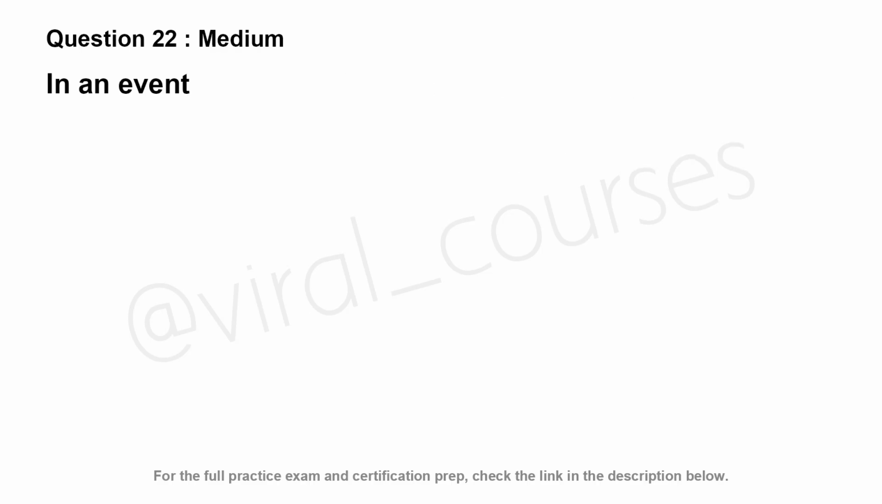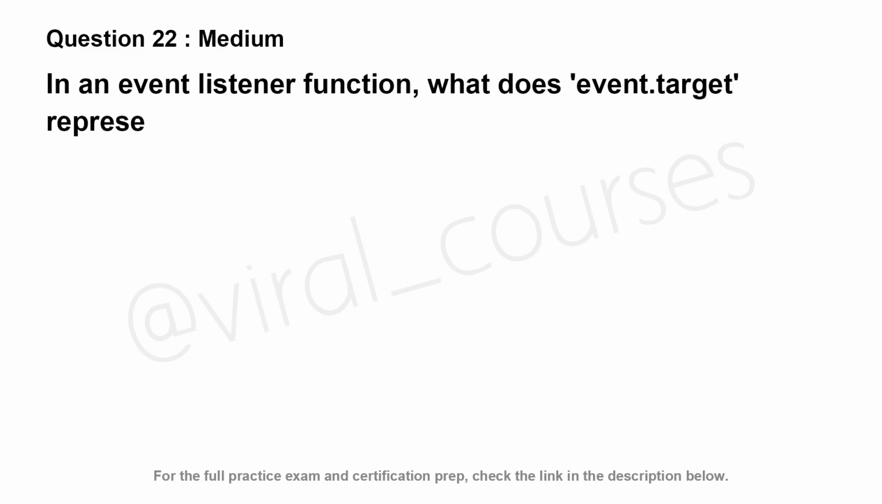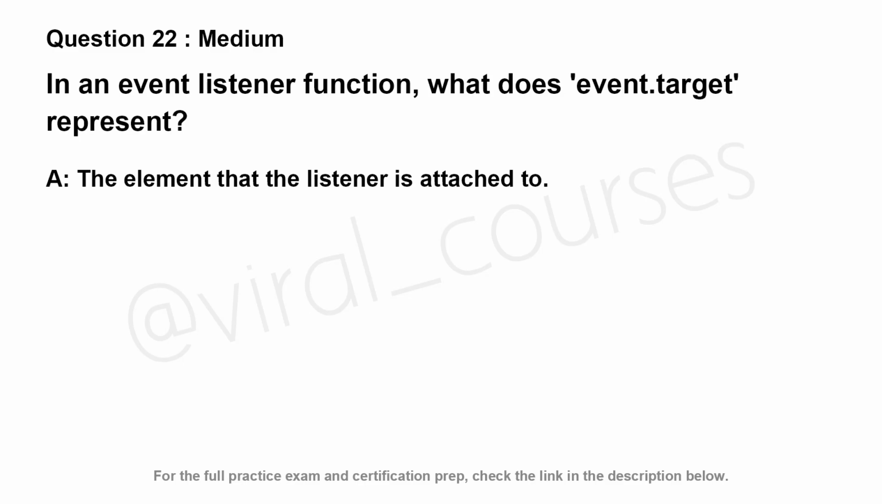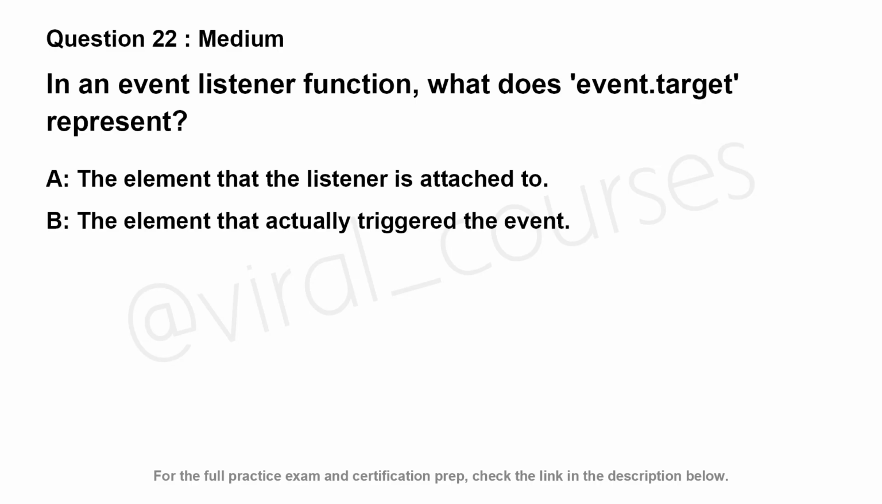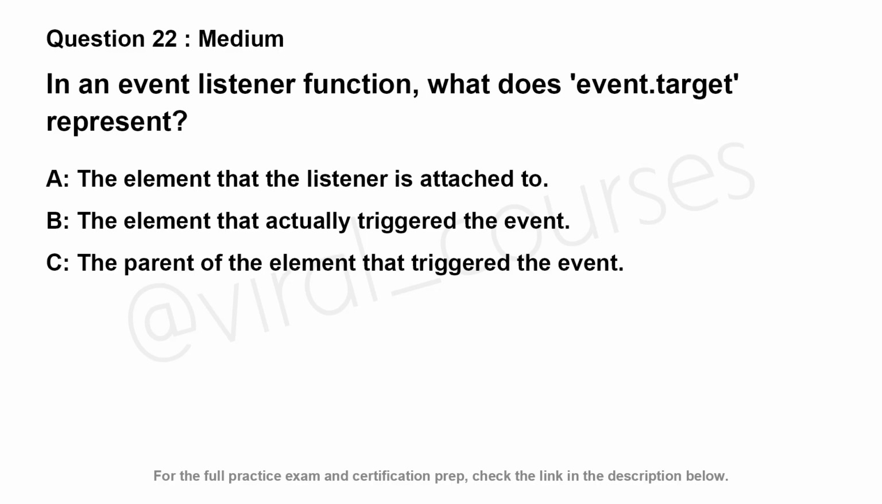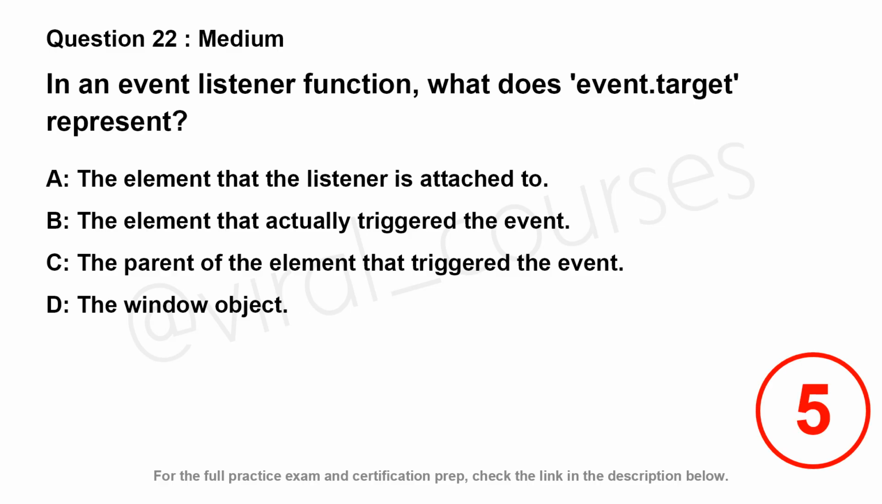In an event listener function, what does event target represent? Option A, the element that the listener is attached to. Option B, the element that actually triggered the event. Option C, the parent of the element that triggered the event. Option D, the window object.